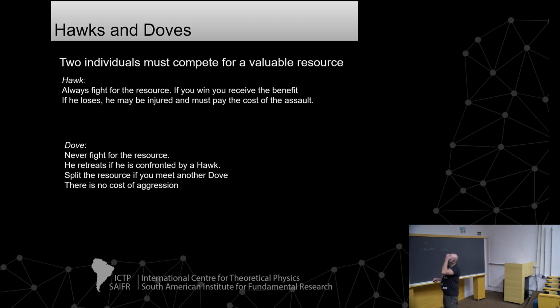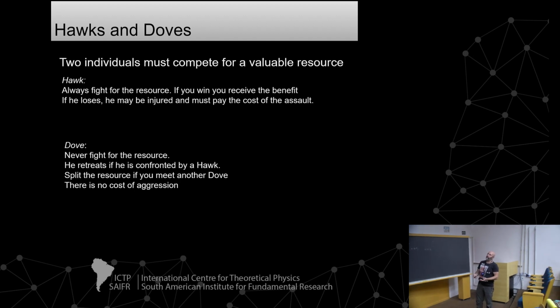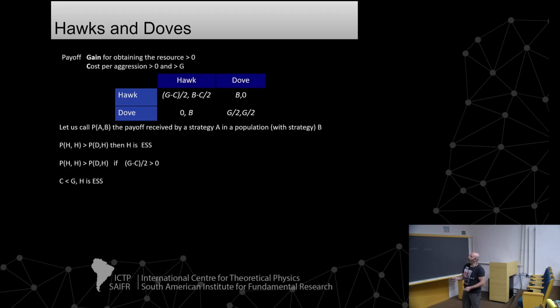This will be reflected in the payoff matrix. I will write the payoff matrix, and this will be clear. On the contrary, the Dove never fights for the resources. The Dove retreats if it is confronted by a Hawk, and if it is confronted by another Dove, they split the resources. There is no cost of aggression because there is never a fight. So the payoff matrix is something like that.